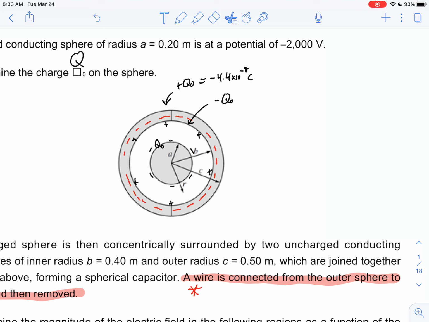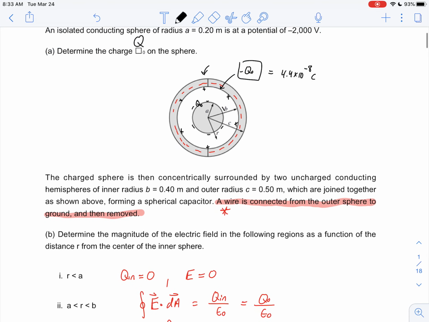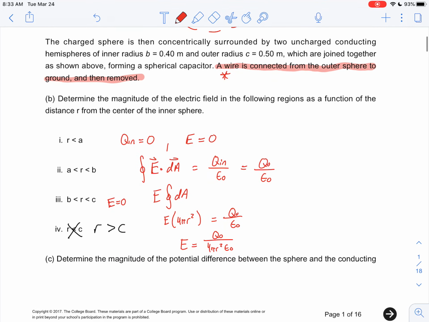And what we end up with is a charge on the outside surface. It's no longer negative. We end up with a charge of negative Q naught on that outer conductor, which is equal to a positive 4.4 times 10 to the minus 8 coulomb. And so therefore, for R greater than C, when we draw a Gaussian surface out here, the amount of charge enclosed is equal to positive Q naught minus Q naught, which equals 0. Therefore, the electric field when R is greater than C is also equal to 0.